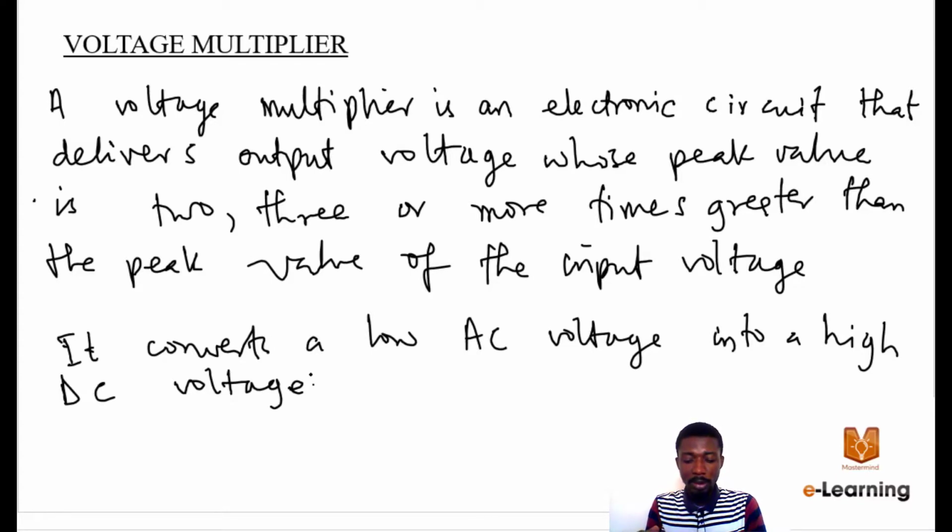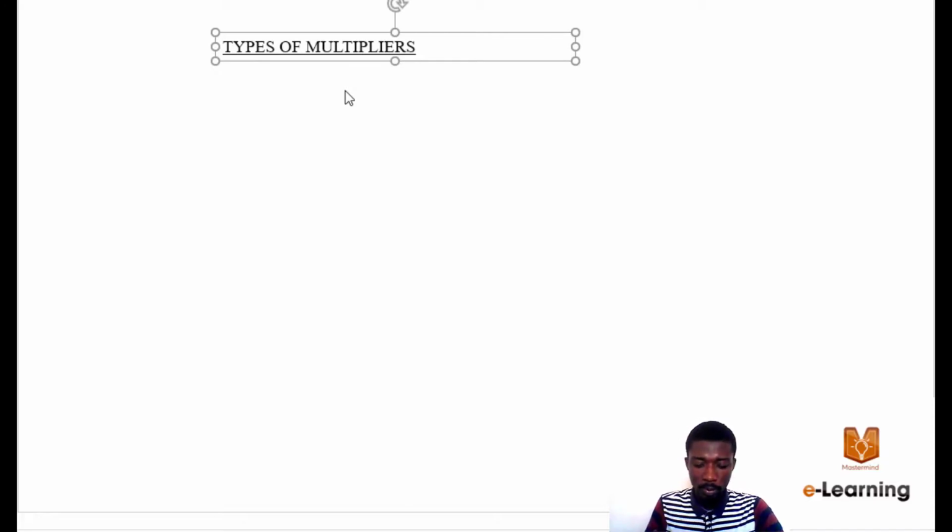The voltage multiplier is made up of capacitors and diodes that are connected in different configurations. Voltage multipliers have different stages. Each stage is made up of one diode and a capacitor, so they come in pairs. If I have a capacitor, I have a diode. So it is not possible to find a diode and no capacitor. They come in pairs.